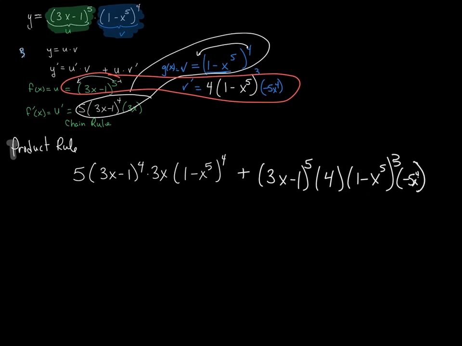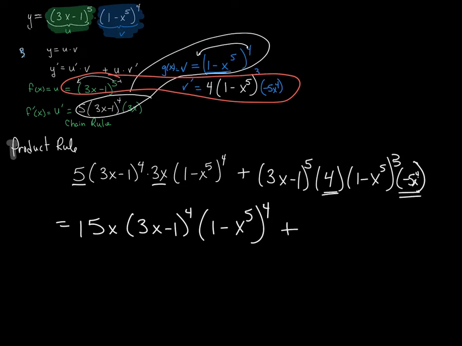And this is really messy, so I'm going to try to clean it up a little bit. So I'm just going to go ahead and multiply those two together, and I get 15x(3x-1)^4(1-x^5)^4, plus, and I'm going to combine the 4 and the negative 5x^4. So that's actually not going to be a positive sign anymore. I'm going to need to make that a negative 20x^4(3x-1)^5(1-x^5)^3.